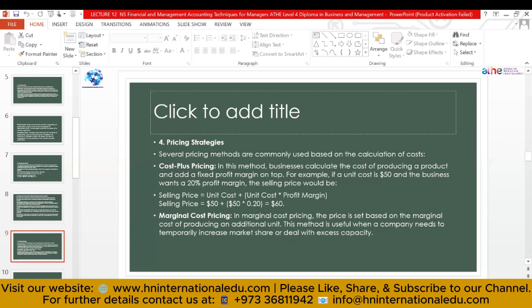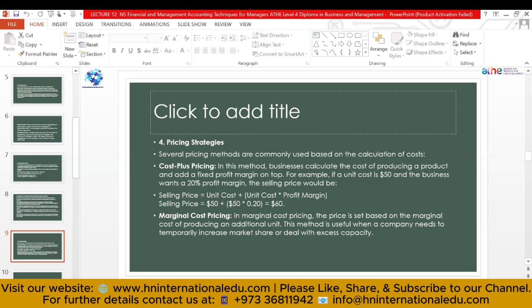First, what will be the cost incurred to make a pizza, and what amount of profit will I have after deducting all the expenses? For example, if a unit cost is $50 and the business wants a 20% profit margin, the selling price would be, the formula is, which you're going to use in task 4.2, unit cost plus bracket, unit cost multiplied by profit margin, close bracket. So in total, the pizza price is going to be $60 each.